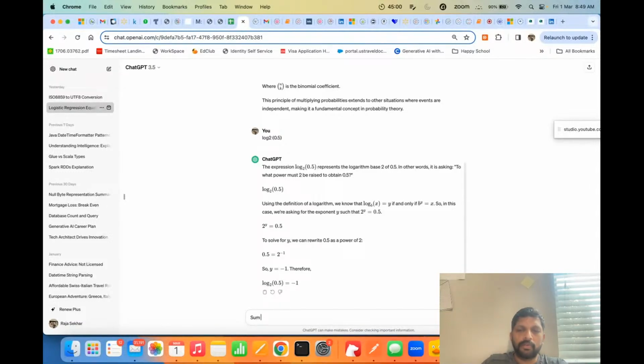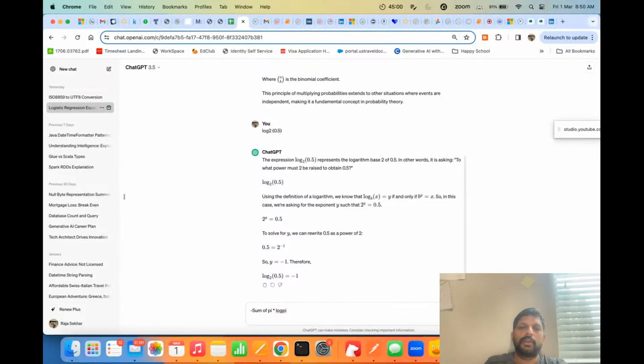I'll write the formula. Entropy is the negative of the sum of pi into log pi. That's it. So what happens here? I should put it in our document.